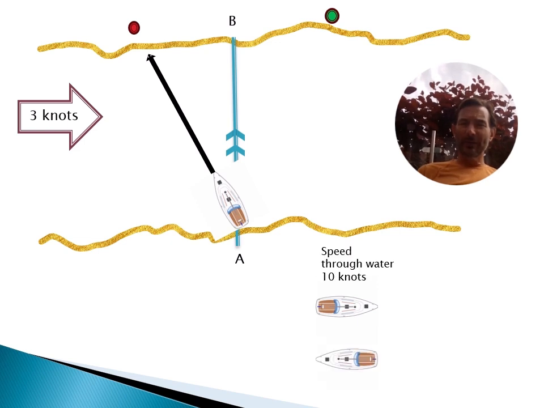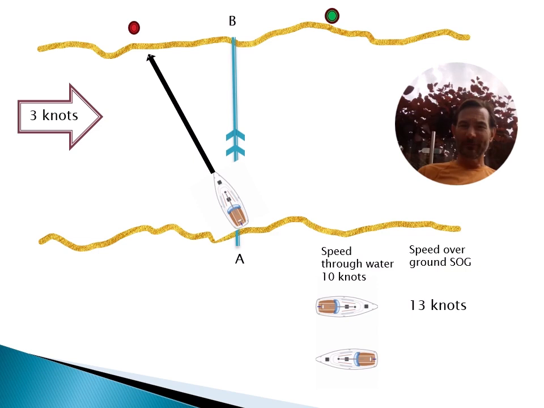If we're doing a speed through the water of 10 knots, then the boat would go in any direction at 10 miles per hour. If we went with the tide, you can see that it would be doing 13 knots, 13 miles per hour, 13 nautical miles per hour. And if we went directly against the tide, it would only be doing 7 knots, 7 nautical miles per hour. So that's easy in a straight line, and we're going to look at how we can do that in open water.